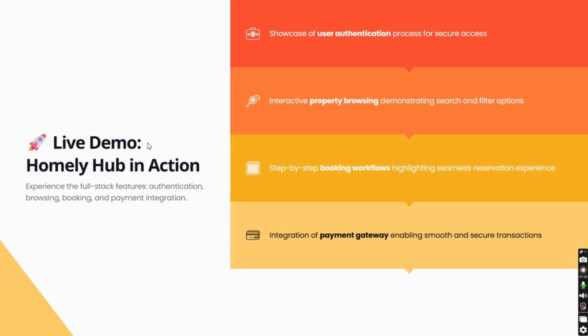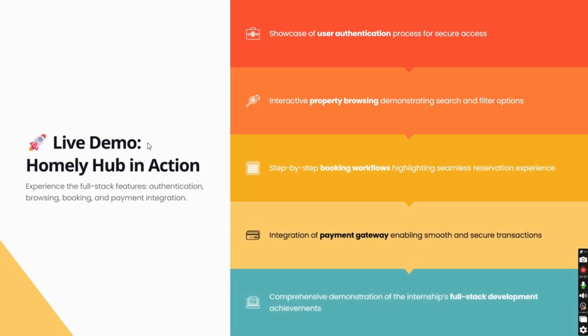Now I will be showing the live demo of our project Homely Hub in action. In this demo, we will walk through the main features of our full stack application. First, I will show the user authentication process, how a user can sign up and log in securely. Next, we will go through property browsing, where users can explore available listings using different search and filter options. Then we will move on to the booking workflow, showing how a user can book a property step by step.